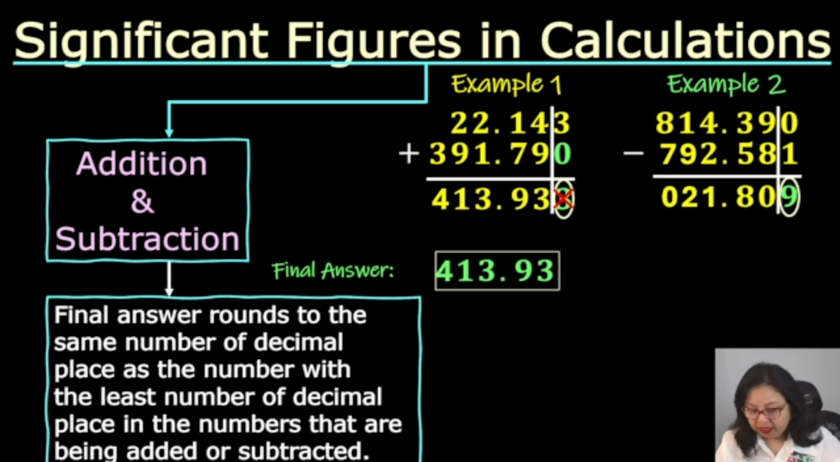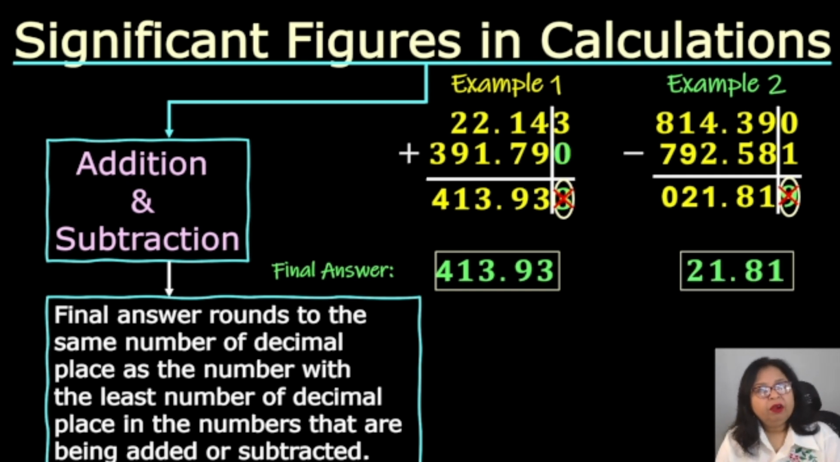For that, once again, we are going to look at the third digit after the decimal, and that turns out to be 9, which is greater than 5. What that means is the digit prior to this 9, which is 0, will round up by 1. And that will become now 021.81. So after rounding off, our final answer is 21.81.